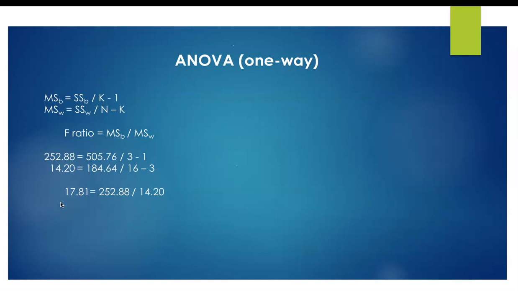And so then the resulting mean squares, 252.88 is divided by 14.2. That's the between divided by the within. And then that gives us our F ratio, 17.81. So that's the score that we came up with.